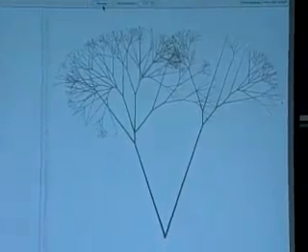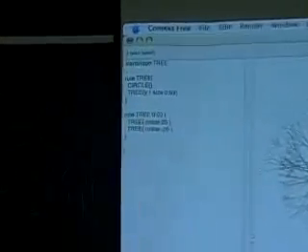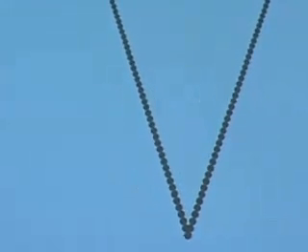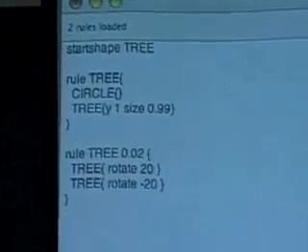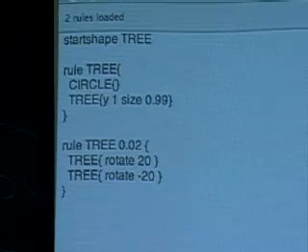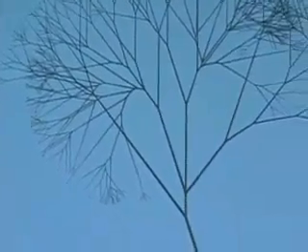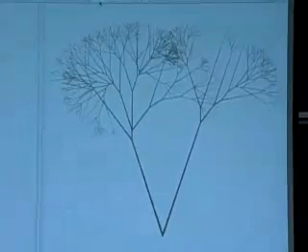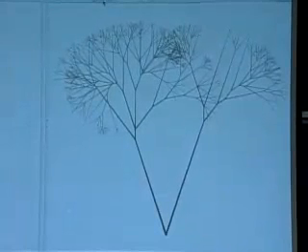The first rule goes forward by a unit of 1, and the circles are 1, so we can actually see all the little circles. Goes forward by 1 and decreases in size. The size is multiplied by 0.99. So that's the main rule, and then we have this other rule, which has a probability 0.02 over 1.02, the sum of them. And that's the branching rule. So it just calls tree again with a rotation of 20 degrees or minus 20 degrees. So this is our rule, and it generates this tree.